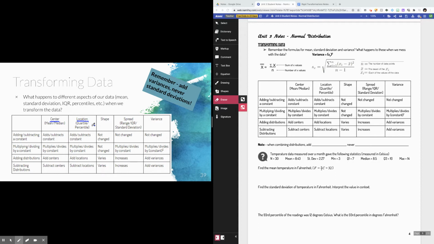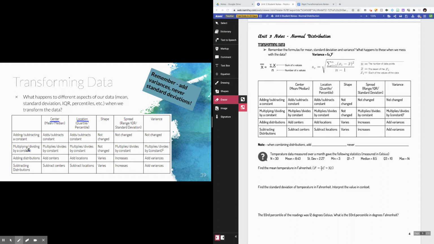But the shape, spread, and variance are not going to change. If all I'm doing is moving the distribution to the left or to the right on the x-axis, it's not going to change my shape. I'm not making it wider or skinnier, so my spread and thus my variance are not going to change.